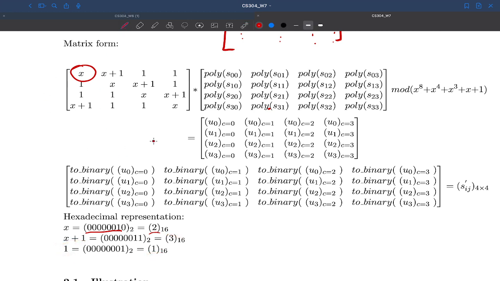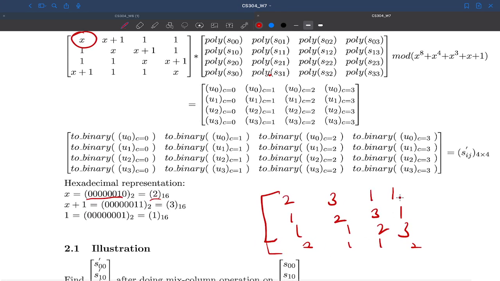So I can also write this matrix like this. If I want to write this in hexadecimal, for x I can write 2, then for x plus 1 I can write 3, then 1, 1, then 1, then 2 3 1 1, 1 2 3, 3 1 1 2.